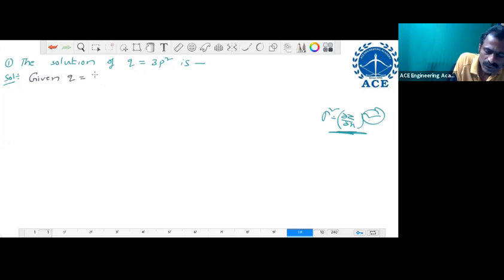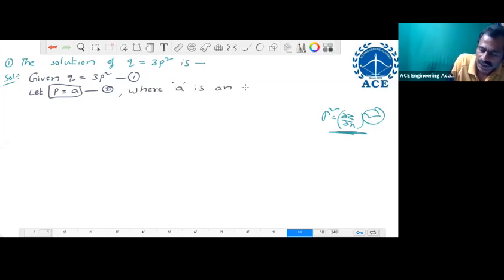Given q equal to 3p square, call this equation 1. To find a solution, let p equal to a, call this 2, where a is an arbitrary constant. Put 2 in 1. We get q equal to 3 into a square.